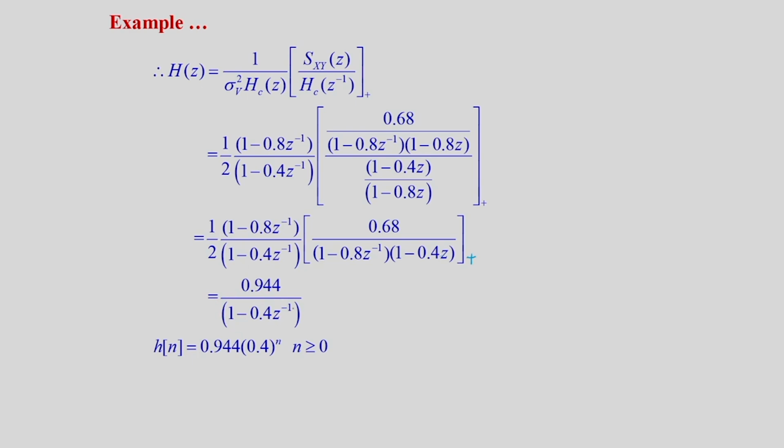So, this is the transfer function of the IIR causal Wiener filter, and correspondingly Hn also we can find out by taking the inverse transform. Hn will be 0.944 into 0.4 to the power n for n greater than or equal to 0. This will be defined for n equal to 0 to infinity. So, that way we can find out the causal IIR Wiener filter.